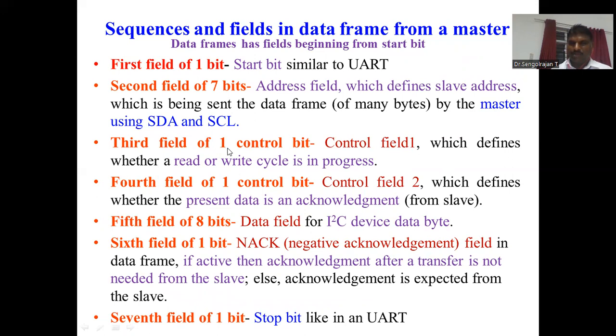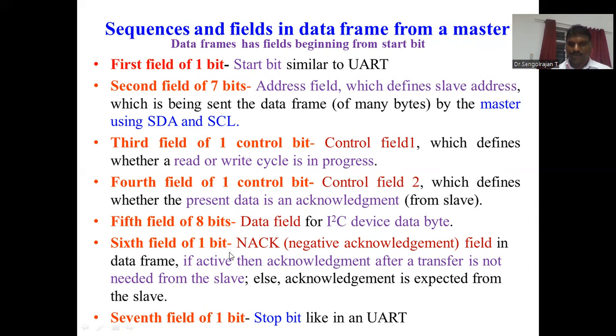In the third field of one control bit, the control field 1 defines whether a read or write cycle is in progress. And the fourth field of one control bit, called control field 2, defines whether the present data is an acknowledgement from the slave. And the fifth field of 8-bit data is called the data field, that is the I2C device data byte.